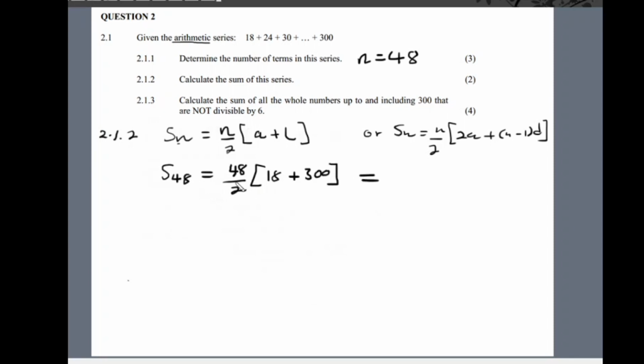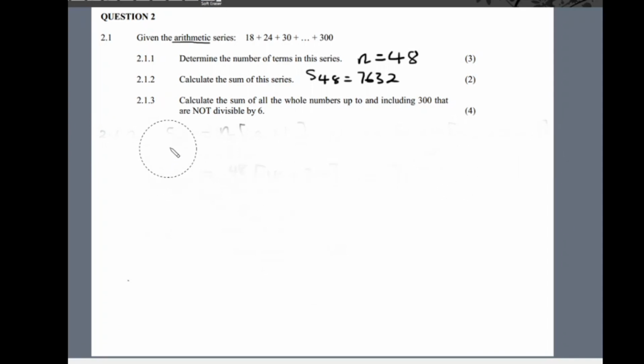So you can straight away punch this into your calculator. Punch this in your calculator, and the sum of the series is 7,632, right? So S48 is equal to 7,632. Then we'll create space for 2.1.3.